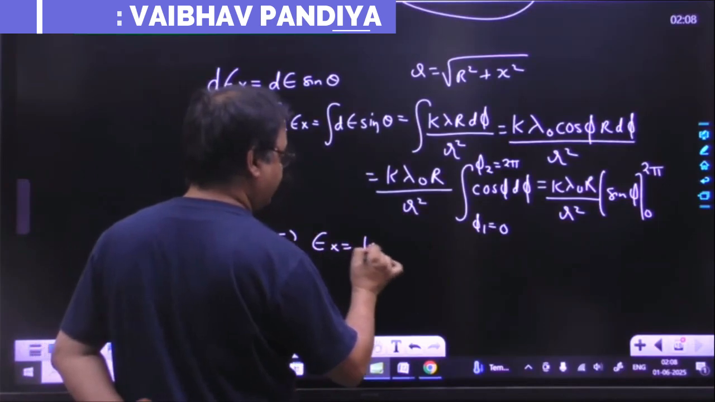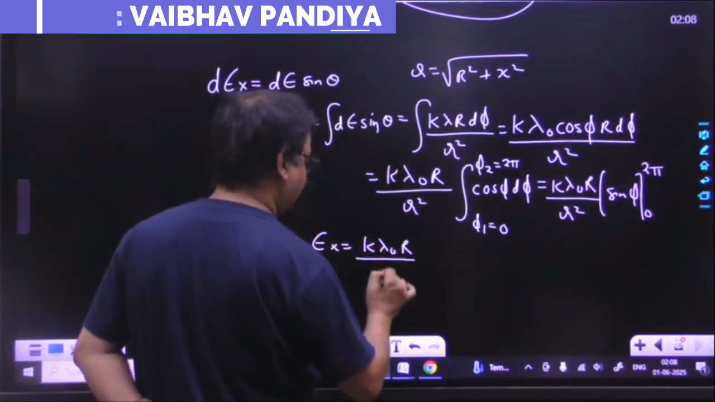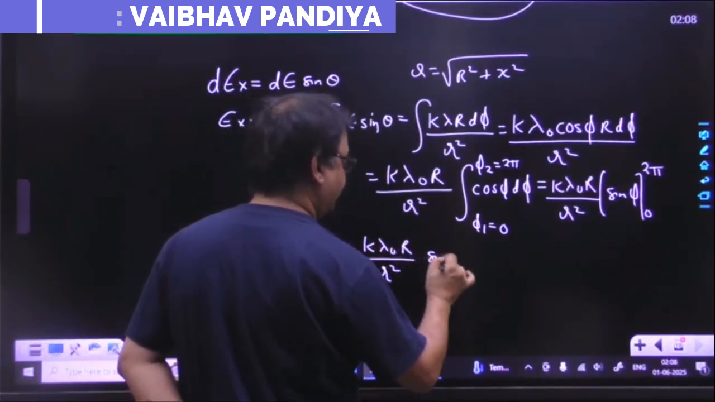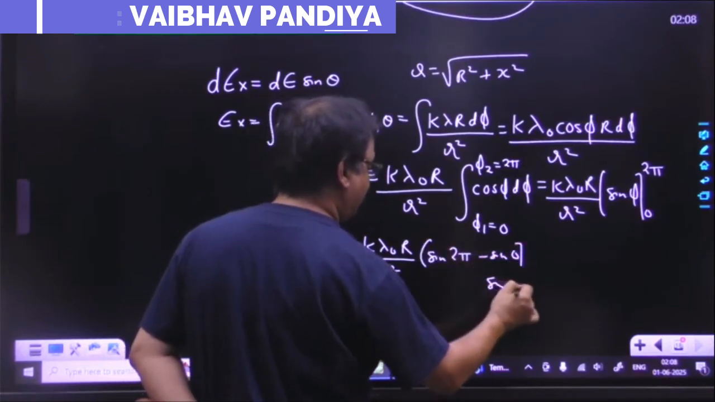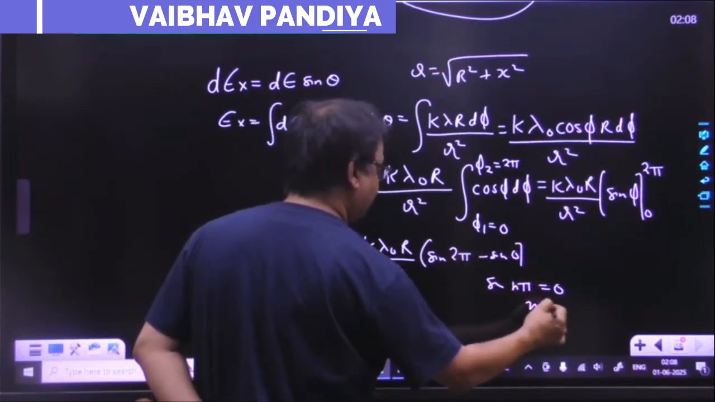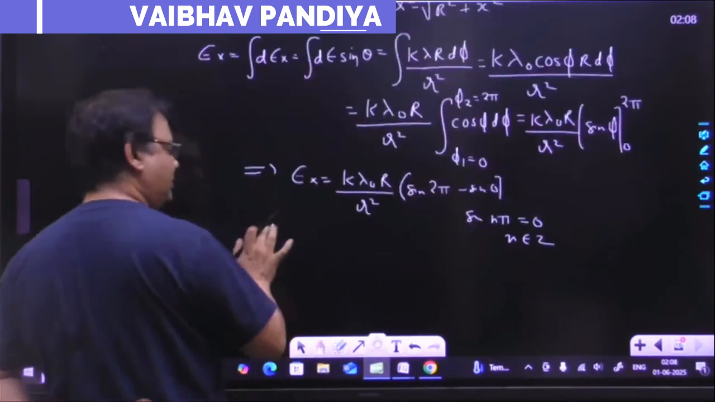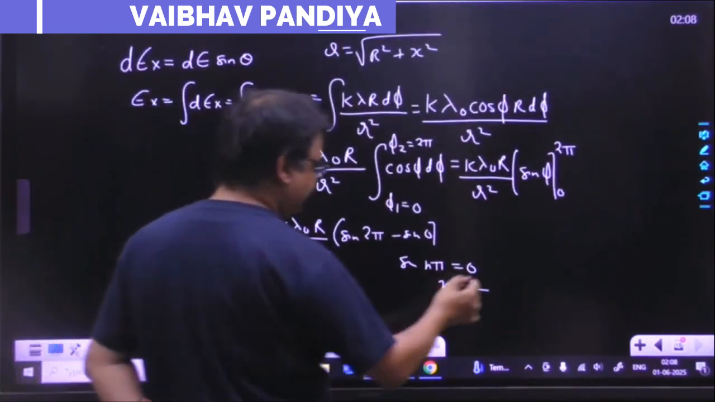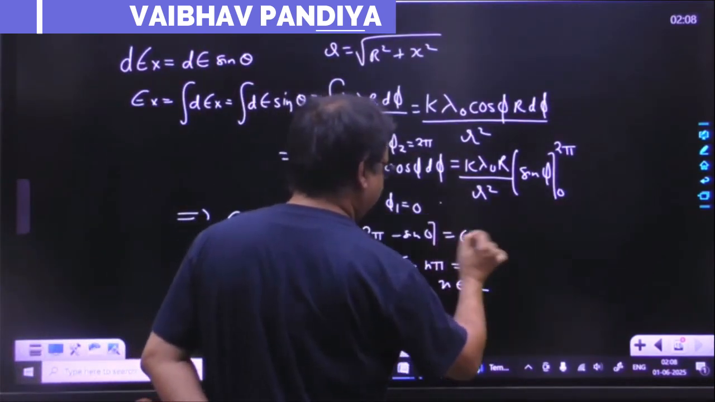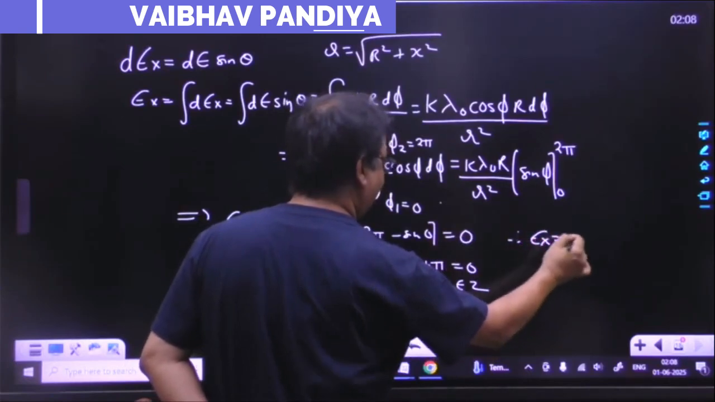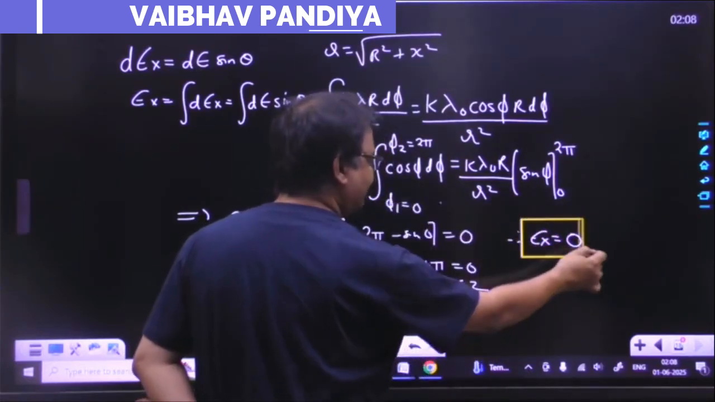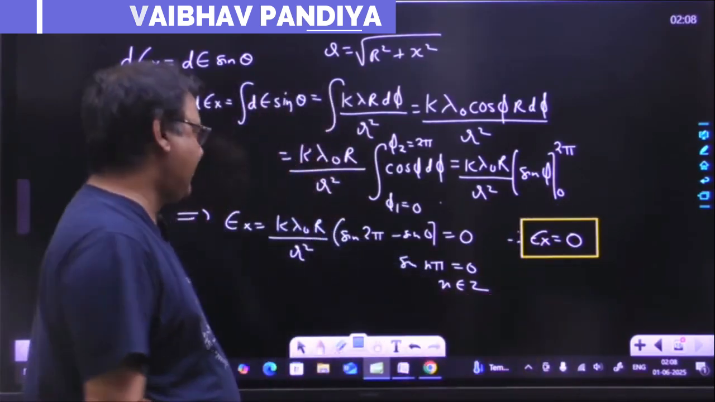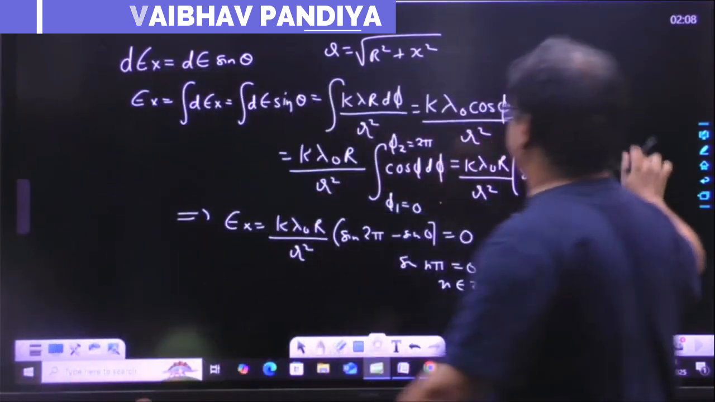So you will get Ex as k lambda naught r divided by r square, times sine 2 pi minus sine of 0. And we know sine n pi, n being any integer, is 0. So sine 2 pi will be 0, sine 0 will be 0. So Ex will come to be 0. Correct? So there is no component of the field along the x-axis, that is, along the axis of the ring. One thing is clear. Okay, now let's see the y and z components.